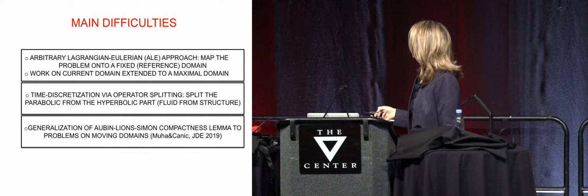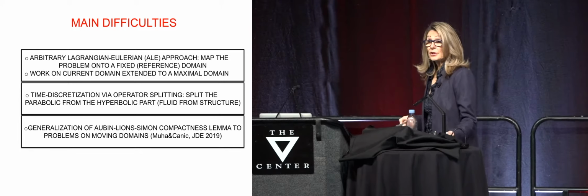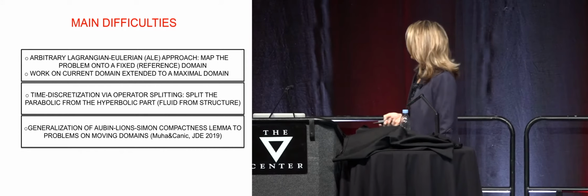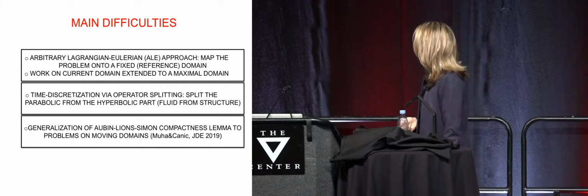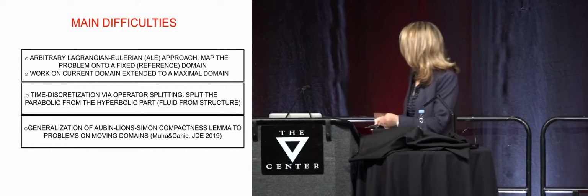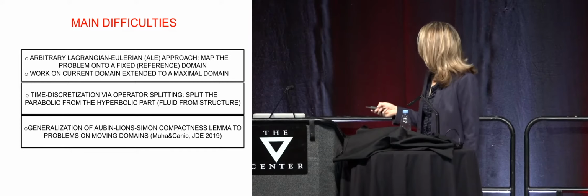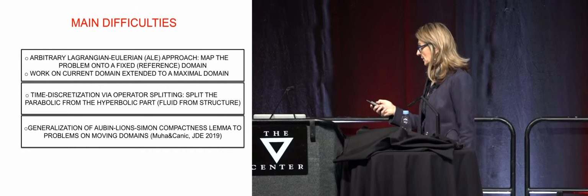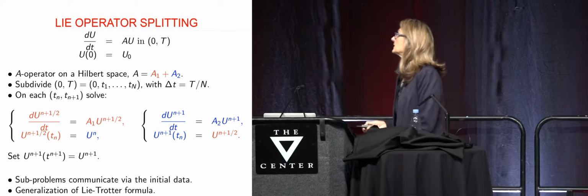So with Boris Muha, we actually recently have obtained the general compactness argument, a generalization of the Aubin-Lions-Simon compactness lemma to problems on moving domains, which we were able to use. So this is going to appear in JDE in 2019. It's in print. That we were able to use for a large class of these types of fluid structure interaction problems. And I'm going to say more about that in just a second.